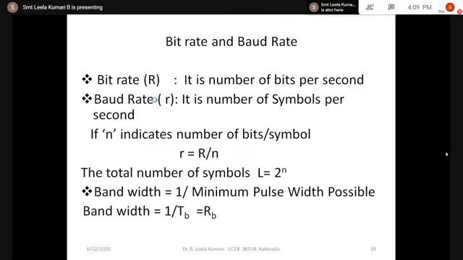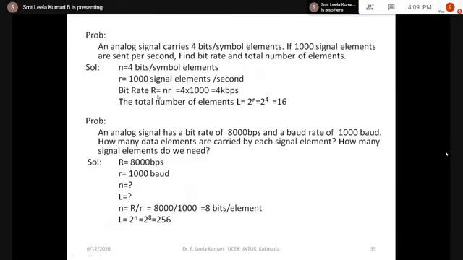Therefore, the bit rate R is equal to baud rate into n, which is equal to 4 into 1000, 4 kbps, 4 kilobits per second. And now the total number of elements L is equal to 2 to the power of n. 2 to the power of 4 is equal to 16 elements.